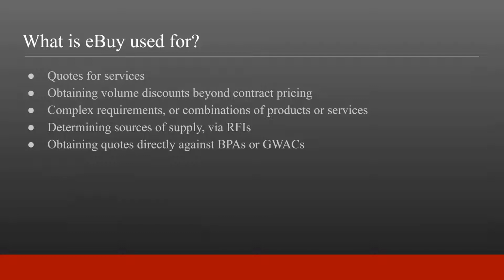In cases where the procurement involves a combination of a product or a service, eBuy is extremely useful for that. For determining sources of supply by posting a request for information, that's a scenario where a buyer might upload the request and some attachments, but is not necessarily looking for a formal quote at that point. Perhaps they're doing their market research, trying to see what sources are out there. And it's, as we're here for, useful for obtaining quotes directly against the blanket purchase agreements or the GWACs.